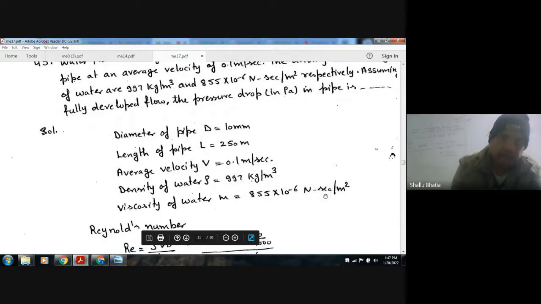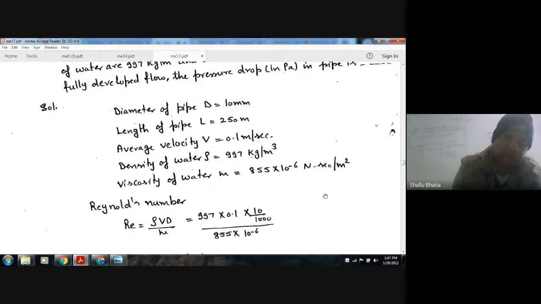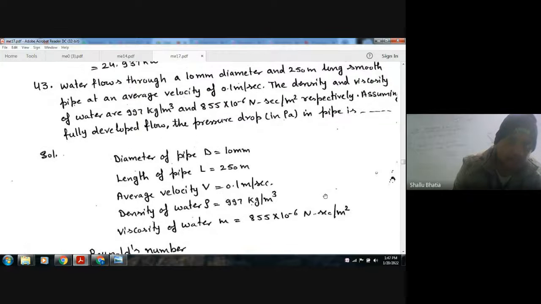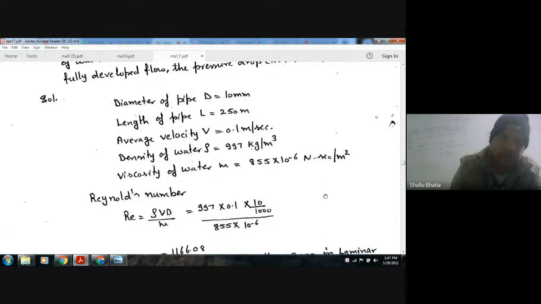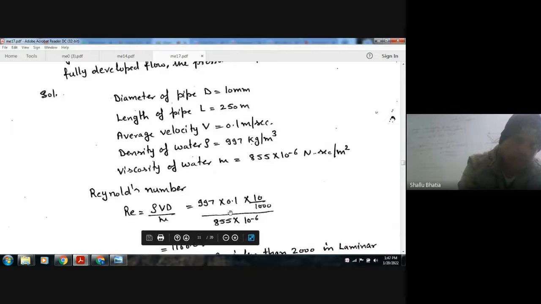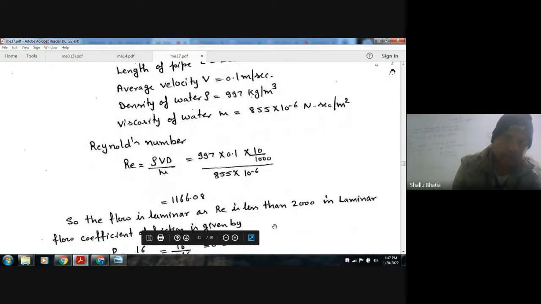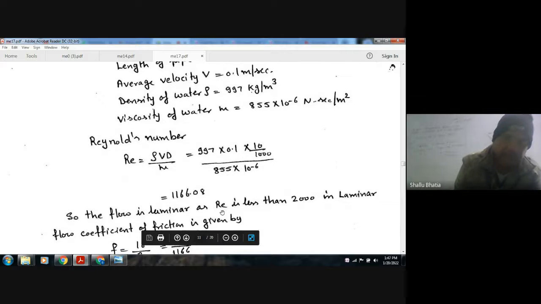Now, to know the nature of the flow, we will find out the Reynolds number. So the Reynolds number is rho V D by mu. Putting rho equal to 997, D as 10 by 1000, and mu as 855 into 10 to the minus 6, it comes out as 1166. So the flow is laminar, as the Reynolds number is less than 2000.